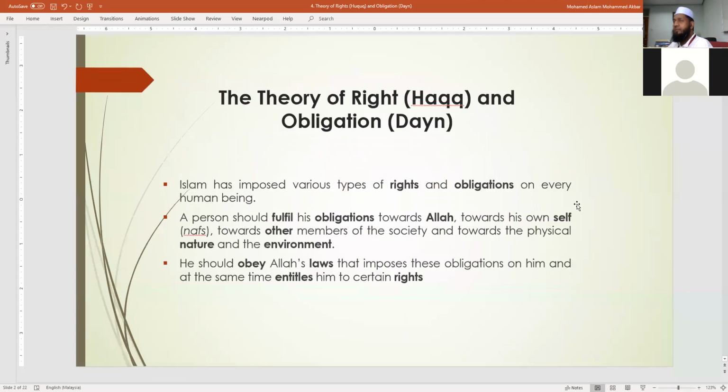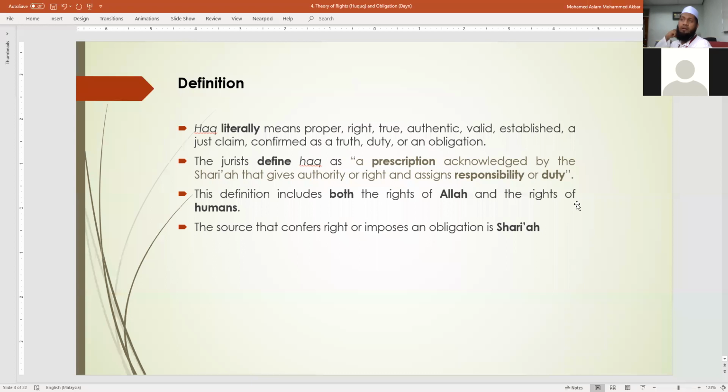Let's talk about the definition exactly. Haq in Arabic, plural hukuk. Haq is right, hukuk is rights. It literally means proper, right, true, authentic, valid, established, a just claim, confirmed as a truth, duty, or an obligation. The jurists define haq as a prescription acknowledged by the Sharia that gives authority or right and assigned responsibility or duty. So this is what the fuqaha define as right.